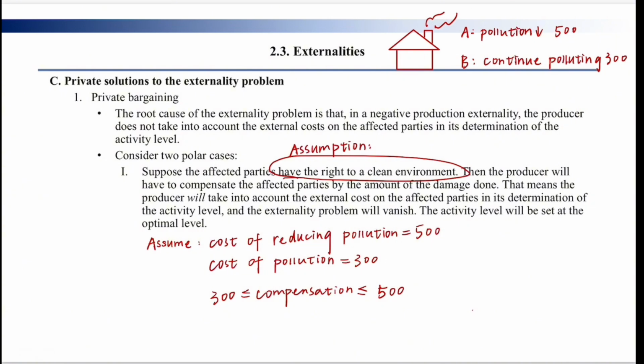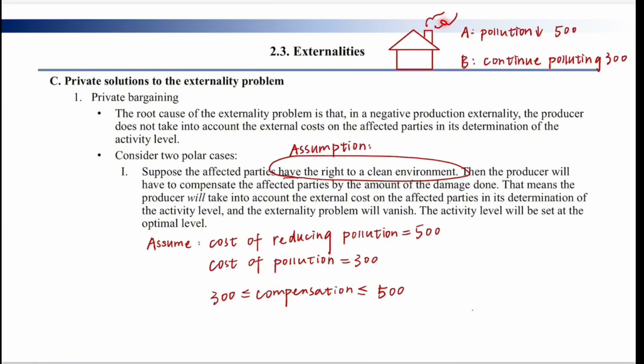The first situation is called private bargaining. So let's consider two extreme situations. The first extreme situation is to assume that everyone has the right to enjoy a clean environment. That means that if any party in the society causes some damage to the society, such as pollution, it has to take the initiative to deal with this pollution. If it doesn't deal with this pollution, it needs to consider giving some compensation to the affected parties.